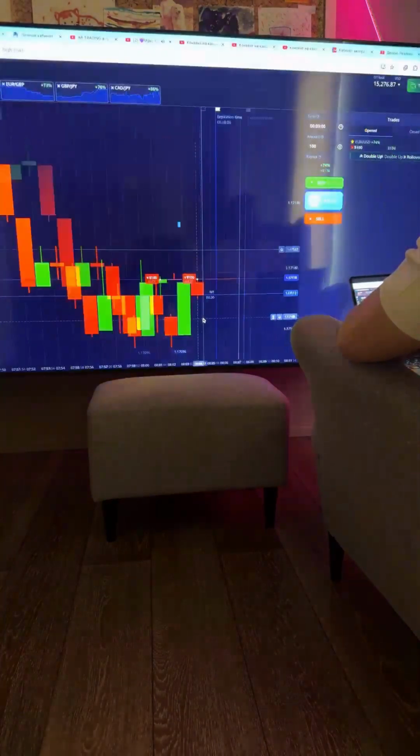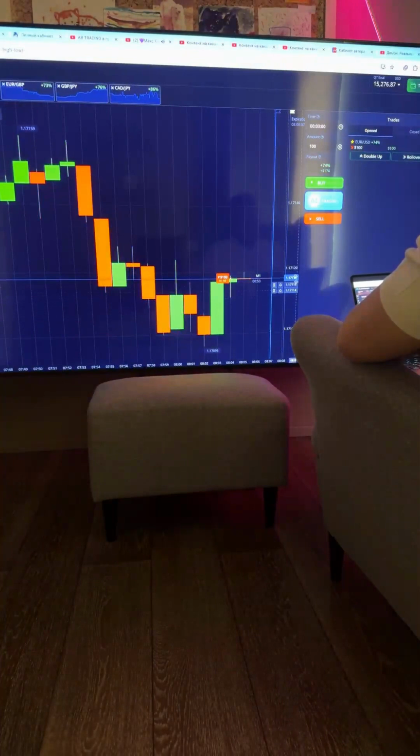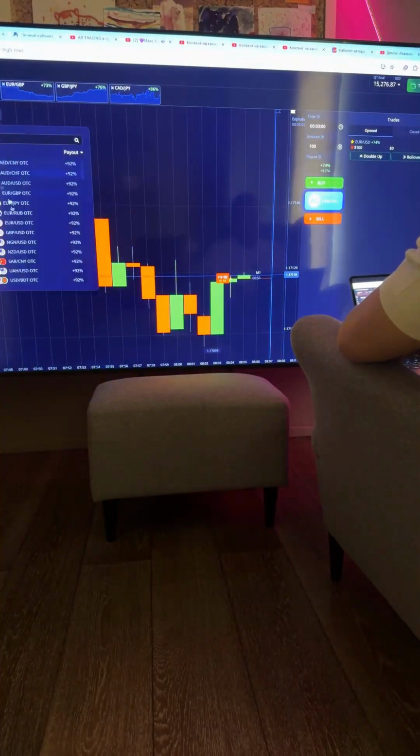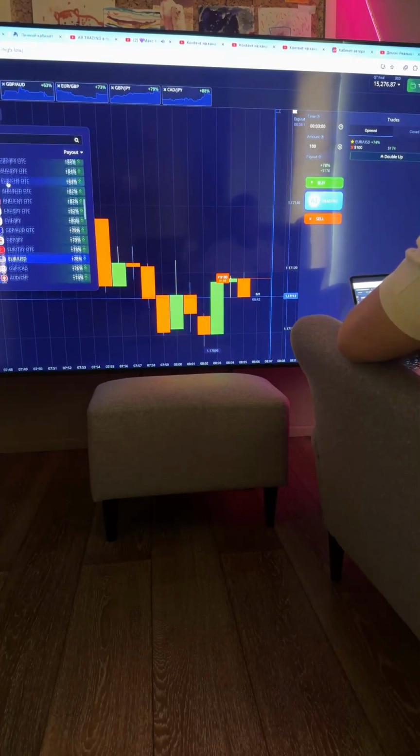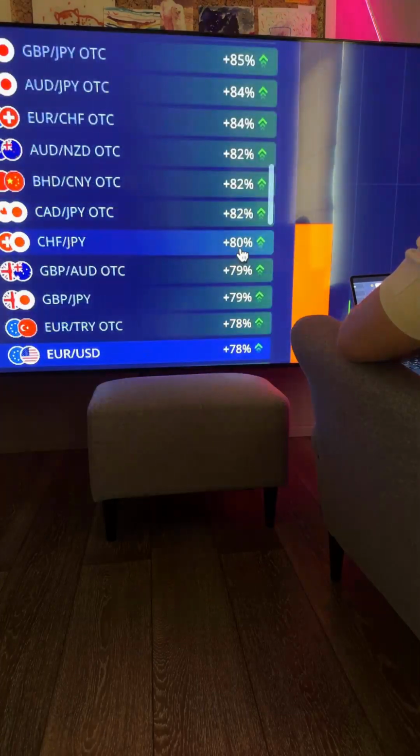Let's see how this trade closes. In any case, the euro is also a rather complicated pair right now, but among all the currency pairs, there are still others. There's the Swiss franc and the Japanese yen. Just now, currency pairs are starting to increase in percentage ratio, as you can see.